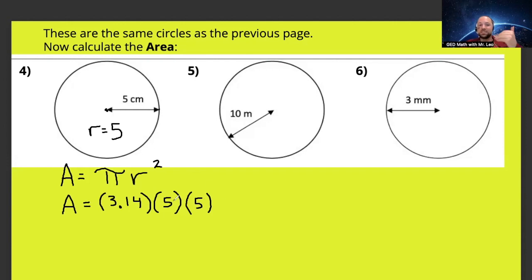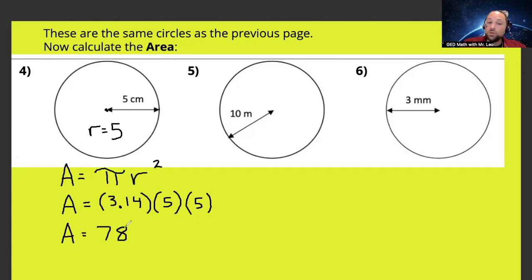The two instances of the radius, 5 times 5, that's coming from this second power. All right. At this point, grab the calculator, type it in. 3.14 times 5 times 5. I got 78.5. The area is 78.5.